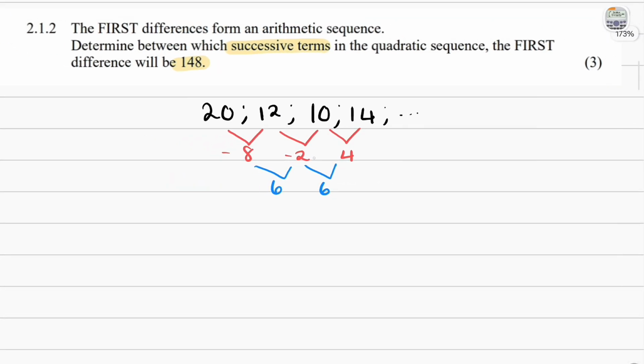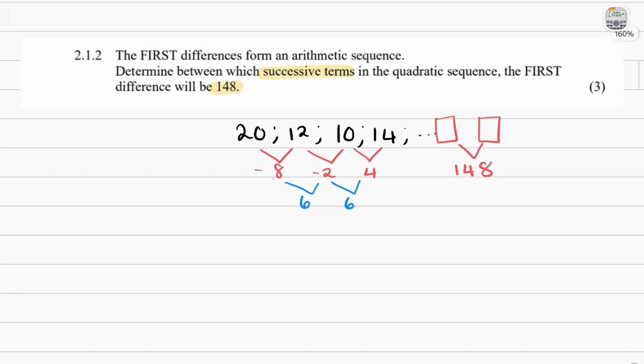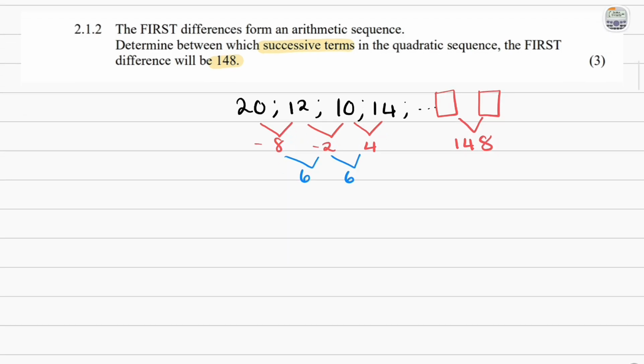Okay, so these continue. Look at the first differences. They want to find out between which two terms in the quadratic will there be a first difference of 148. 148, not 147. Well, we can easily find this because this is a pattern with more than one term that we have, okay? So we can find its formula, and then we can find out which term number belongs to 148 in this first difference. So, for example, this is term 1, term 2, term 3. So let's just find out which term number that would be.